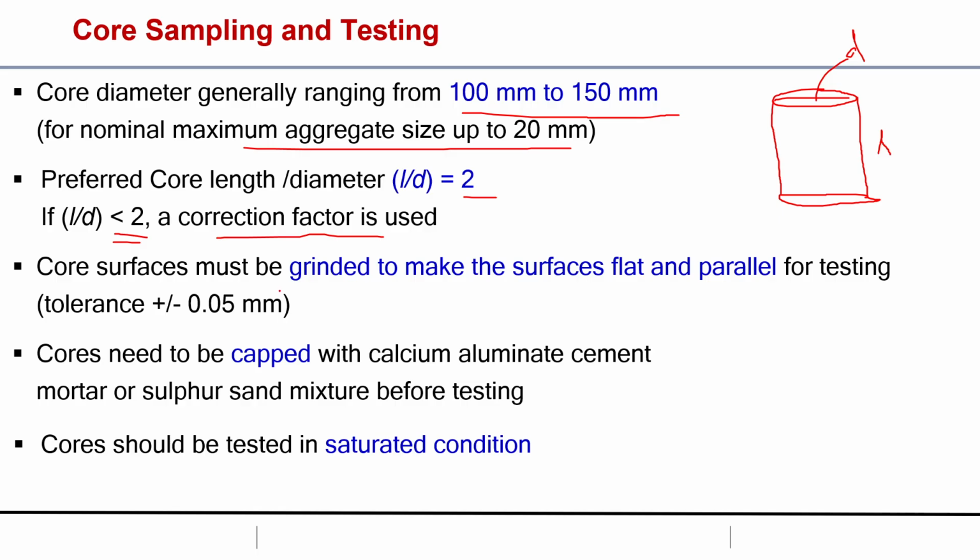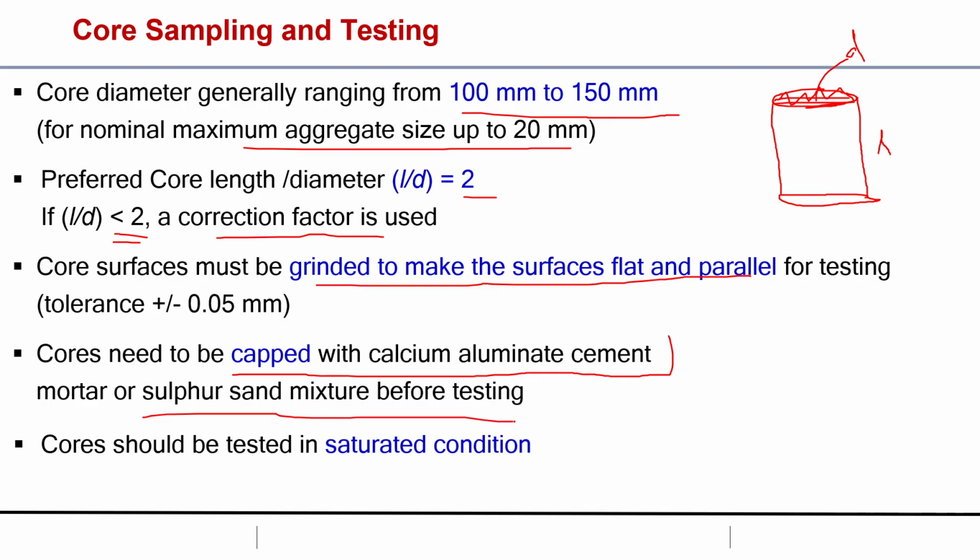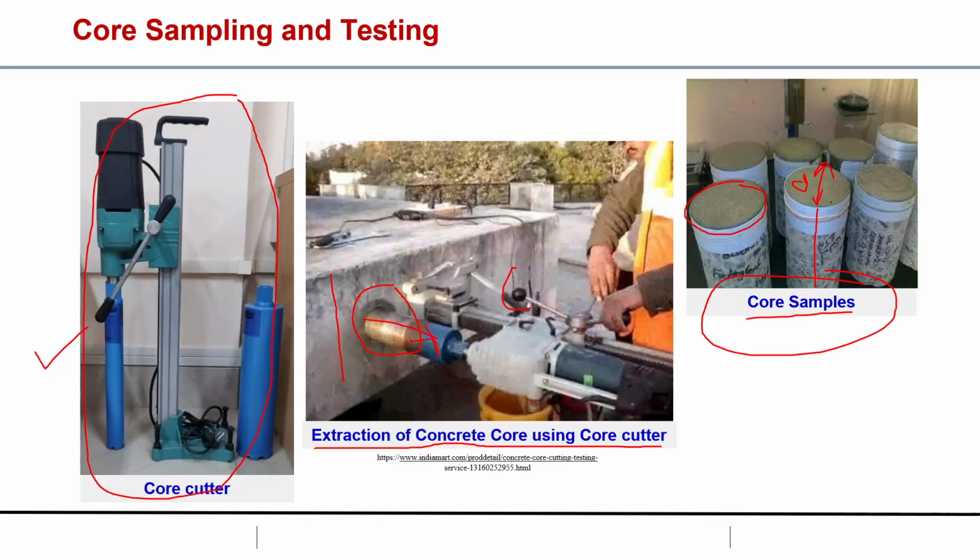After taking the core, your surface should be ground to make the surface flat and parallel for testing. Because whenever you take the core, the surface is uneven. So you have to make the surface flat using grinding. Then very important, your core needs to be capped with calcium aluminate cement mortar or sulfur sand mixture before testing. Okay, so that the load is uniformly transferred. You need the capping, as you can see. You have to cap the surface.